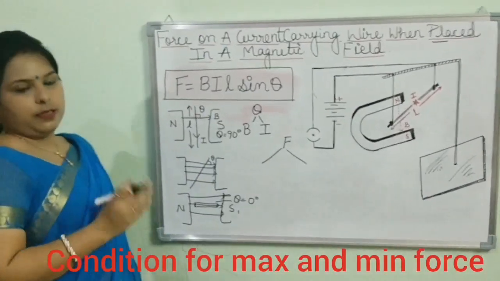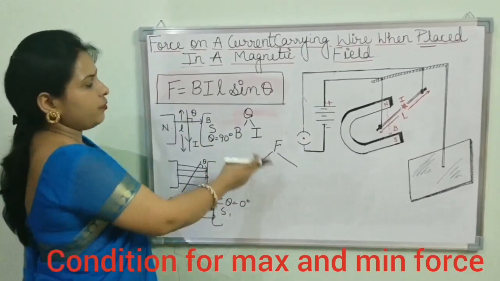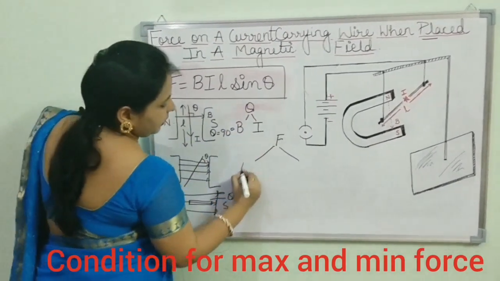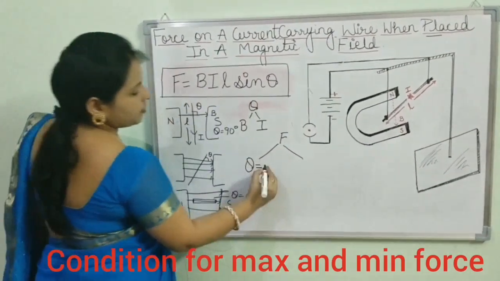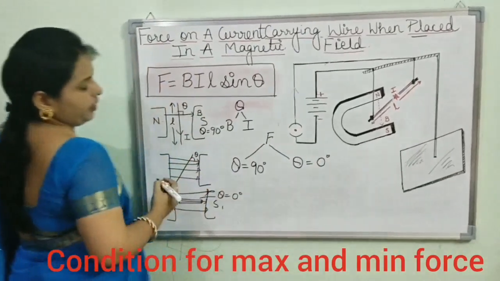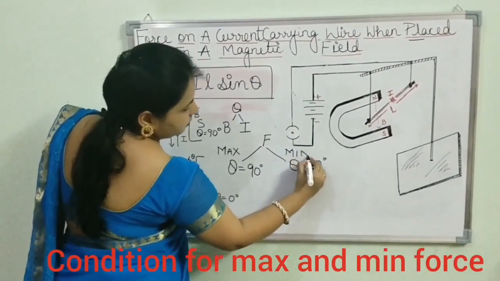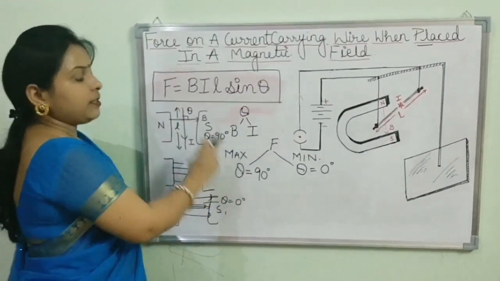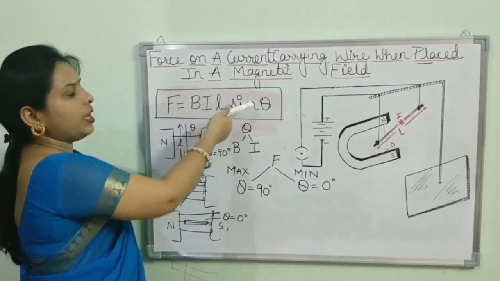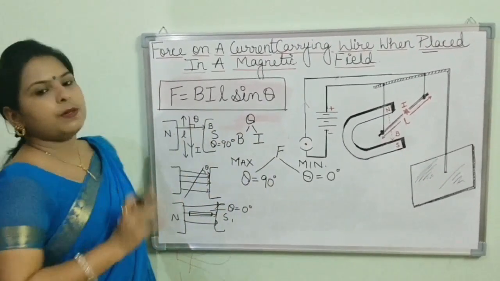A question comes in your board exams, you write two values for force where the force will have maximum and the minimum value. So how can you find it? See, the value of sine theta is maximum at 90 degrees and minimum at 0 degrees. This is for maximum force and this is for minimum force. But sometimes you people make a mistake. For maximum force you write the value as 1 and for minimum force you write the value as 0. For minimum it is correct, but for maximum it is not correct.